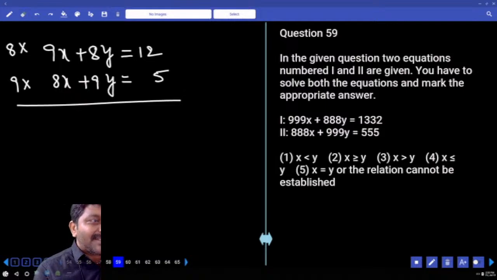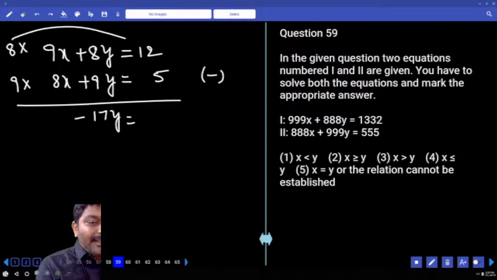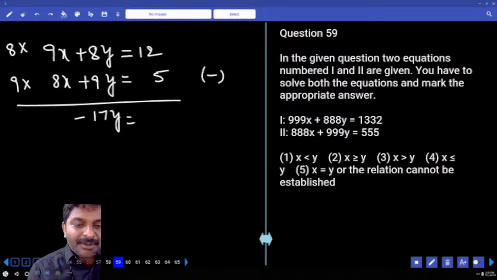17, plus or minus? Minus 17y is equal to... We are subtracting the second equation. Yes or no? How much is this? 90. How much is it? Difference. 96 minus 45, 50. Positive or negative? Positive. How much is the y value then?